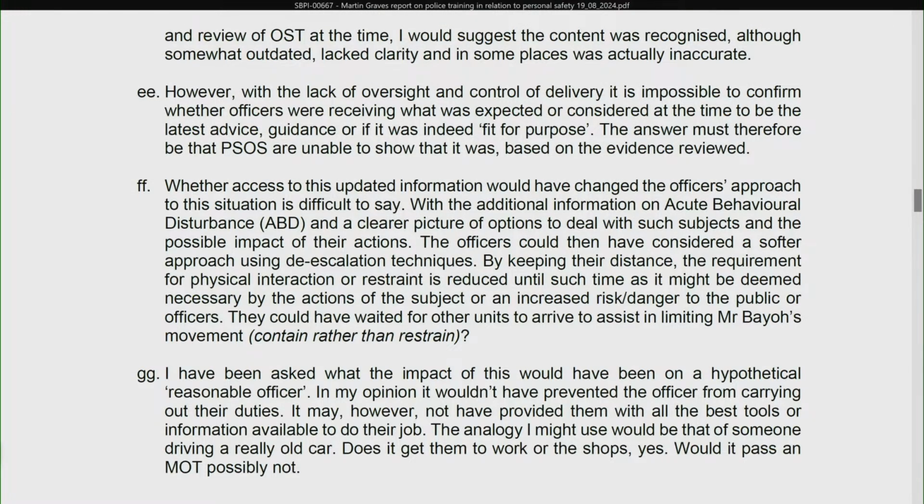And can we then move on, please, to FF, Foxtrot? Whether access to this updated information would have changed the officer's approach to this situation is difficult to say. So you were asked by the inquiry what difference this would have made, and you're saying it's difficult to say.